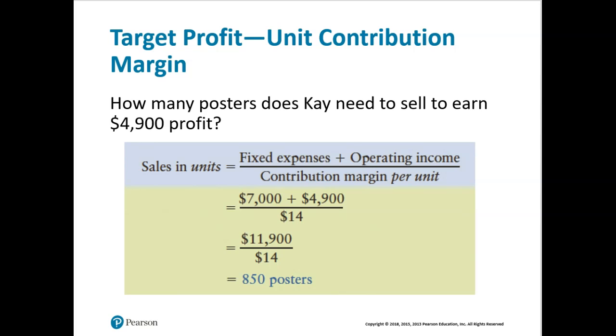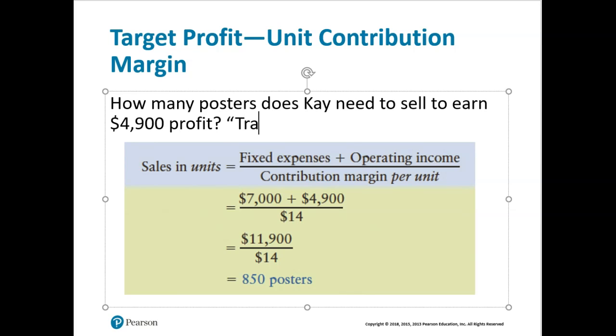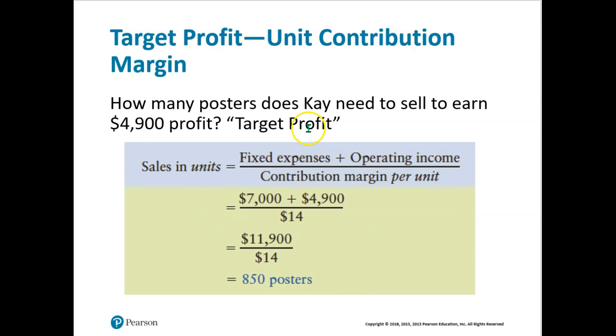So here's an example. How many posters does Kay need to sell to earn a $4,900 profit? And this is what we call a target profit. Okay, that's how much we want to earn in operating income. So we'll take our fixed costs plus the operating income divided by our contribution margin per unit. She's got to sell 850 posters.